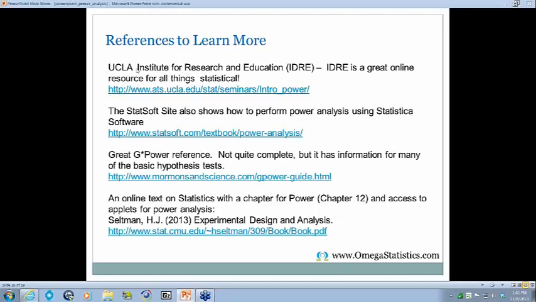UCLA, they're just great. Their Institute for Research and Education is just a great site. I mean, annotated output on all your analyses in SPSS, Stata, SAS, R. It's just great. So here's something for power, and they walk you through a few of them, which are very nice. StatSoft site has something on how to perform your power analysis using Statistica software. And there's theirs. This is great. I don't know why it's called Mormons in Science, but it's not quite complete. But like I was doing the walkthrough, he walks you step by step through it for all the different types of tests. I think even a MANCOVA's in there because they can get very complicated.